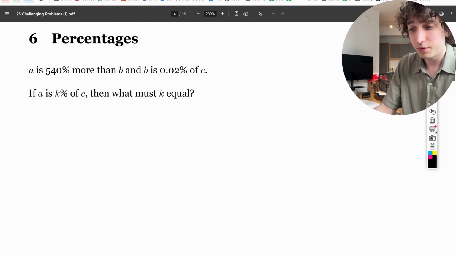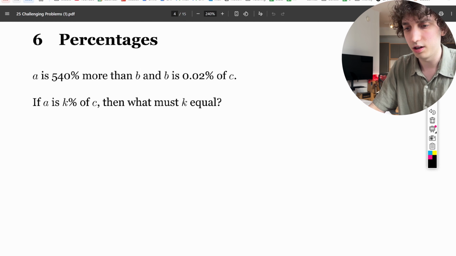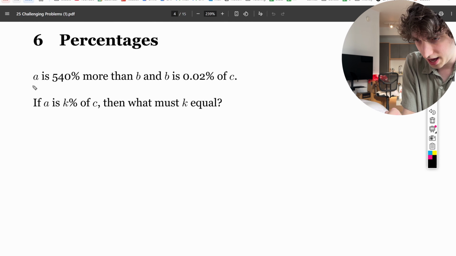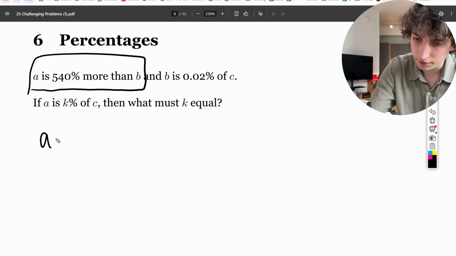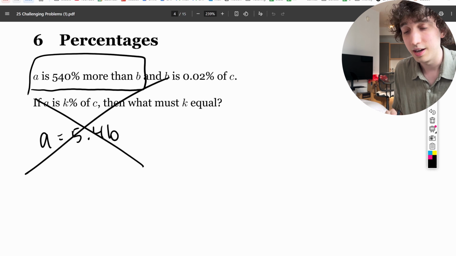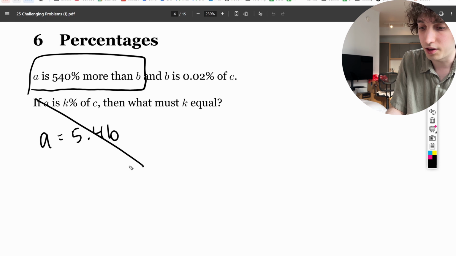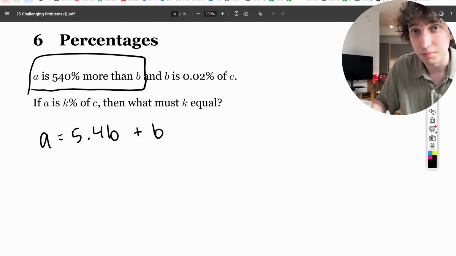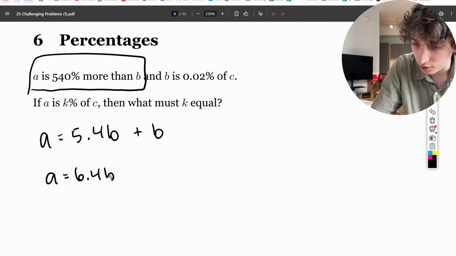Now, you might be thinking percentages are easy, I can do percentages, but there are a lot of ways that College Board tries to get you with these types of problems. So let's read this one. A is 540% more than B. So the first thing is if you wrote down A equals 5.4B, that would be incorrect because 540% more than B means we are taking this quantity, 540% of B, and we're adding it to B. So another way of writing this would be A equals 6.4B.